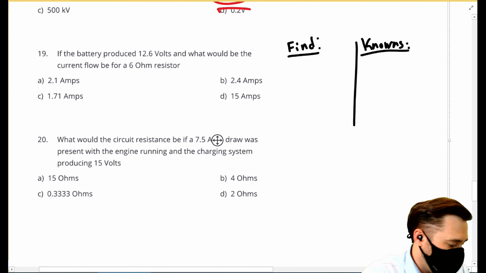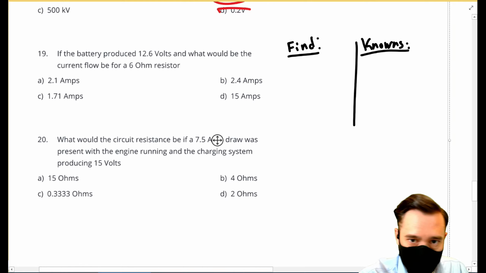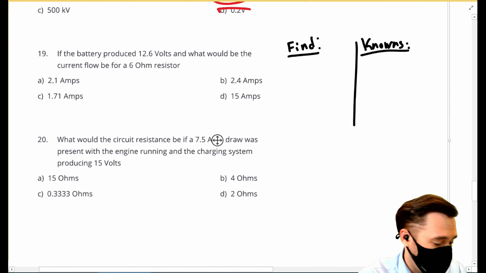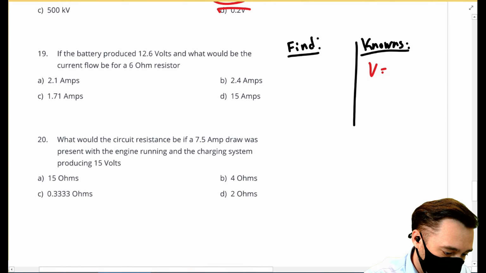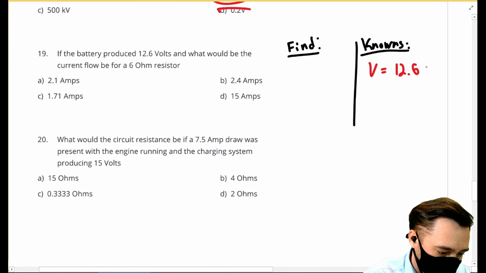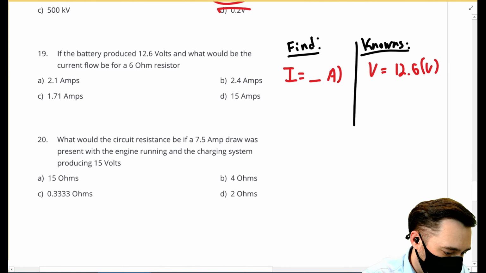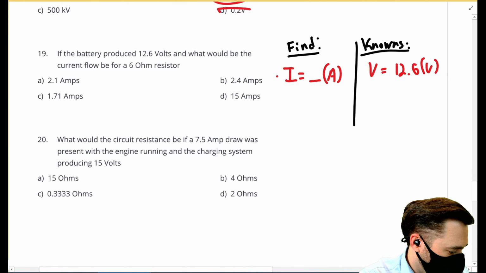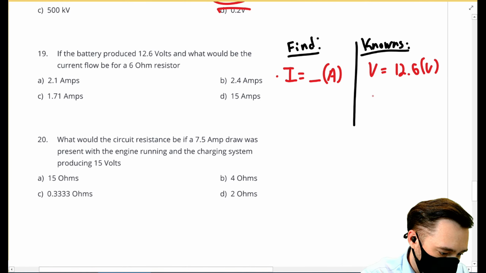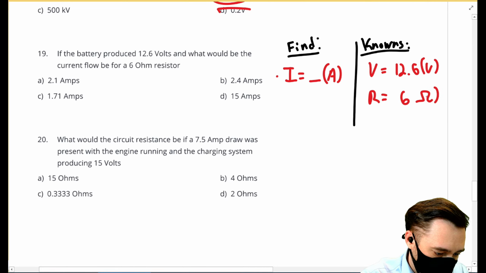Okay, so if a battery produces 12.6 volts. So that's voltage. So 12.6 volts. What would be the current? So we're looking for current. That's in amps, of a 6 ohm resistor. Resistance is 6 ohms.